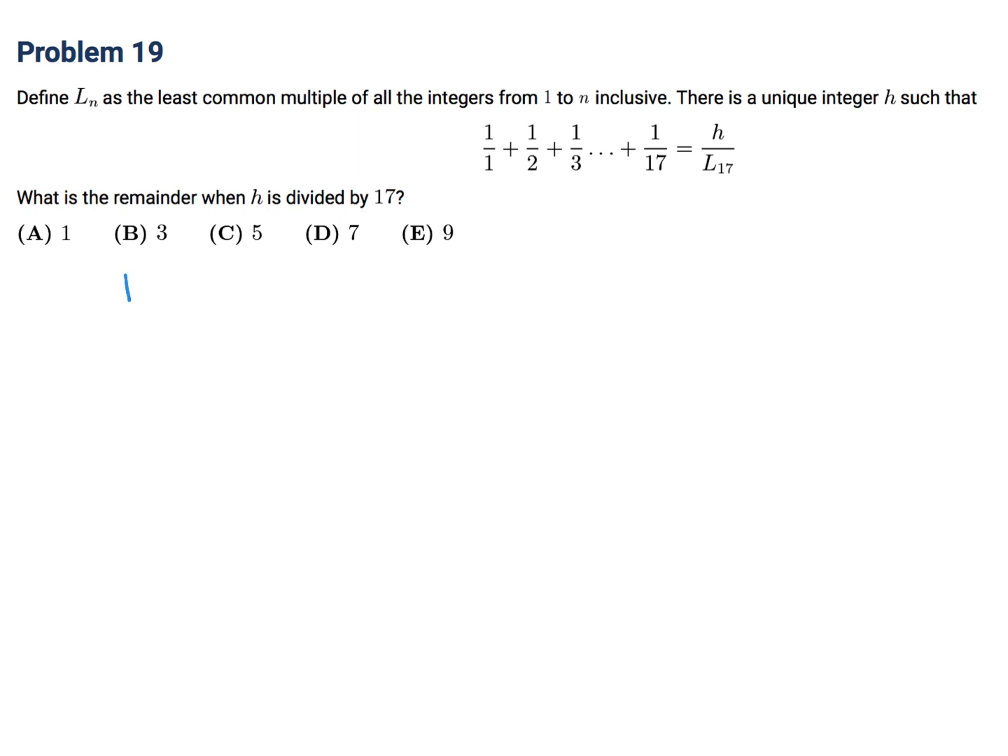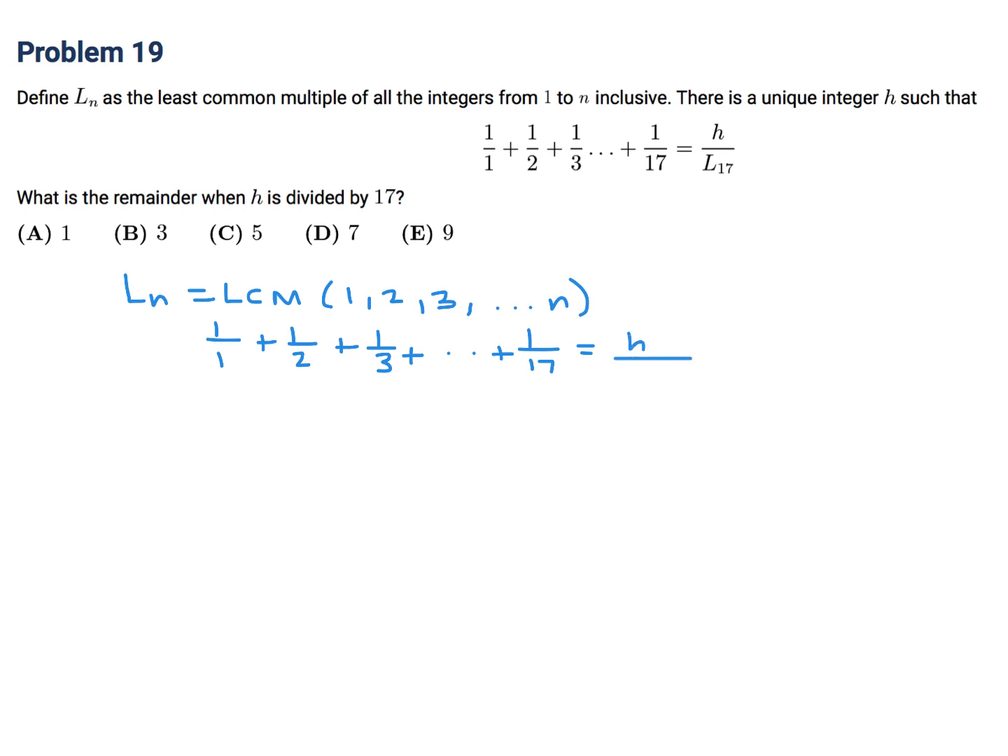Well, now we have L_n is the LCM of 1, 2, 3, all the way up till n. And we are given that 1 over 1 plus 1 over 2 plus 1 over 3 all the way till 1 over 17 is equal to this h over L_17. And what they want you to figure out is what is the remainder when h is divided by 17. So this is what we are trying to figure out.